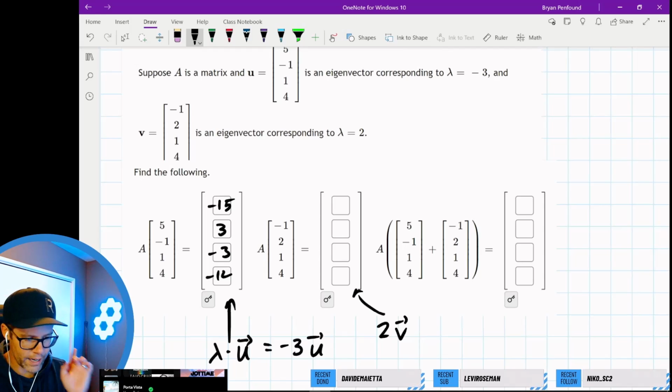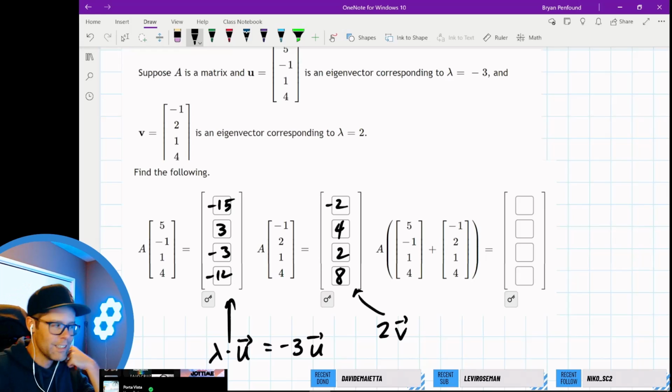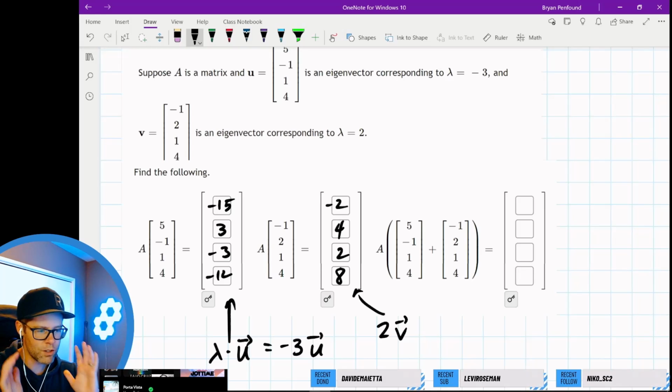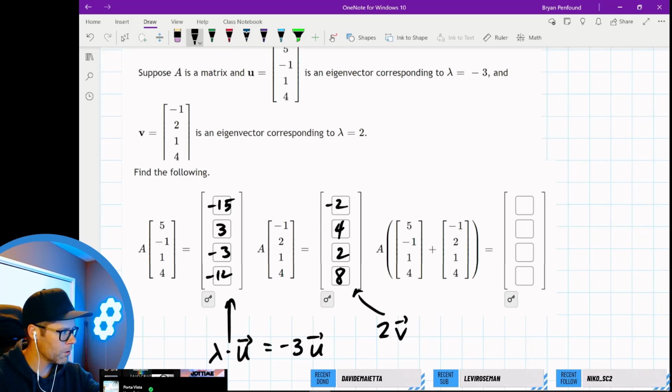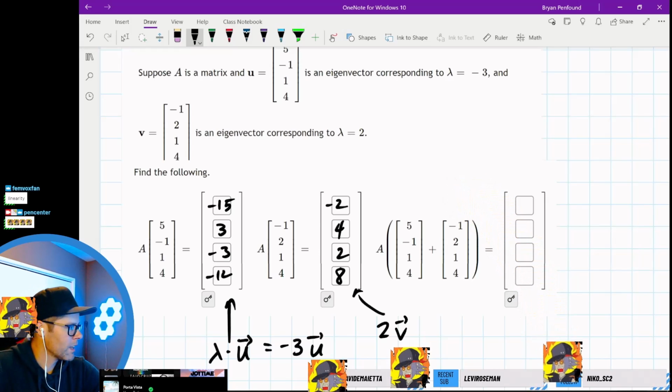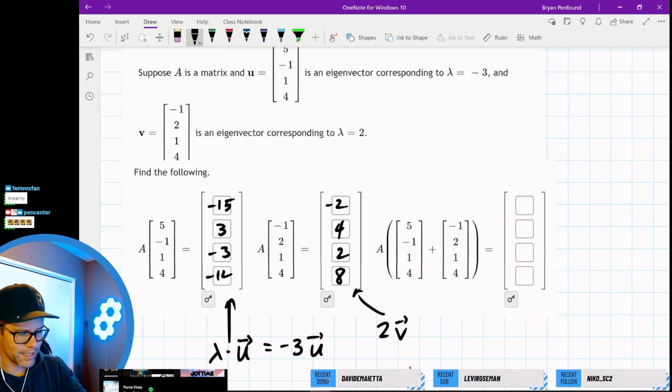So this is the eigenvector-eigenvalue relationship. If I know it's an eigenvector, then I can multiply it by its corresponding eigenvalue to get this equality to work. So this should be minus 2, 4, 2, and 8. Now, what happens if we add these things? What's going to happen? What happens if we go A times the sum of the two eigenvectors? That's interesting. What should we get there? Linearity, yeah, so we should be able to add these things up. We should be able to go component by component and get our answer.